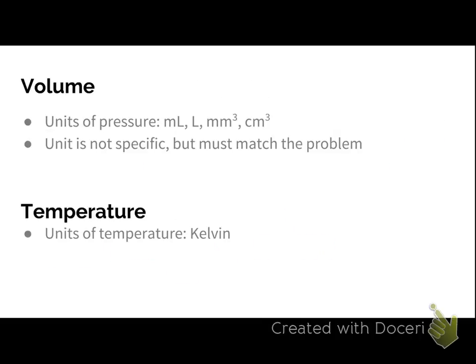So we're also going to be discussing volume and temperature. Just a reminder, this should say units of volume. Let's change that. Units of volume are going to be milliliters, liters, millimeters cubed, centimeters cubed. Now the unit is not specific, but it needs to match your problem. So if you have one volume in milliliters and you have the other one in liters, you're going to have to convert one or the other. Maybe you get your final answer as centimeters cubed and I want you to convert that to milliliters. You're going to have to do that. But there's not a specific unit of volume that you need to carry throughout the entire problem.